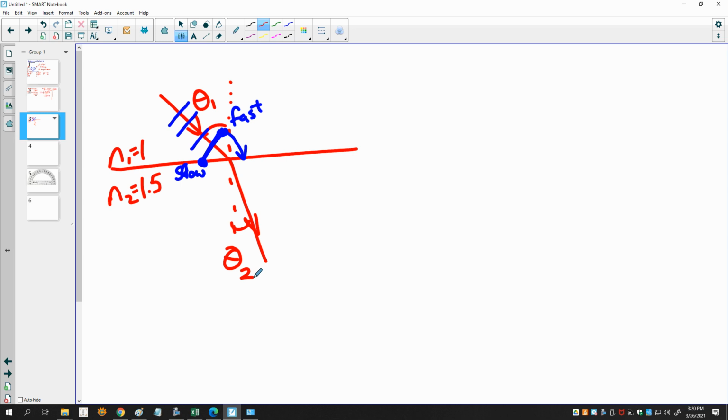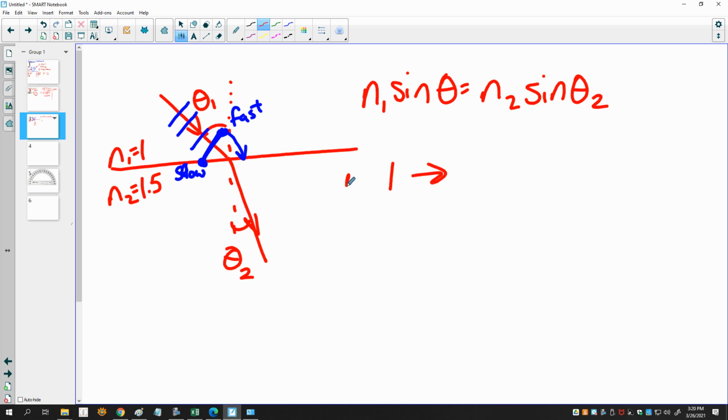I can calculate these angles. n1 sine theta 1 is equal to n2 sine theta 2. If I'm moving from n equal 1 to 1.5, that means that the angle theta will decrease, right? It goes from a big angle here to a small angle. And then if I move from big to small index of refraction, the angle theta will actually decrease.